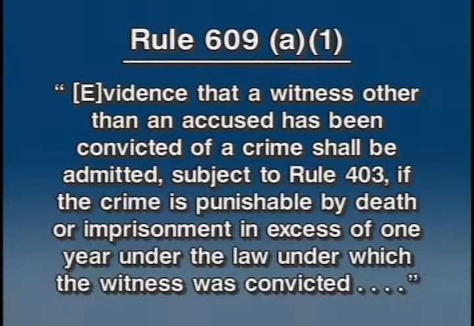It incorporates the general balancing test of Rule 403 into Rule 609(a)(1) to protect all of these witnesses against unfair impeachment. So 609(a)(1) now reads, in pertinent part, evidence that a witness other than an accused has been convicted of a crime shall be admitted subject to Rule 403 if the crime is punishable by death or imprisonment in excess of 1 year under the law under which the witness was convicted. The amendment recognizes that the danger of prejudice from the use of prior convictions is not confined to criminal defendants. It requires you to apply the balancing test of Rule 403 when you are assessing the admissibility of prior convictions for impeachment of any witness other than a criminal defendant if the conviction is for a crime punishable by more than a year in prison.